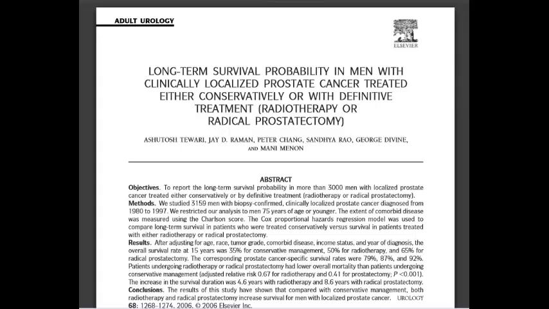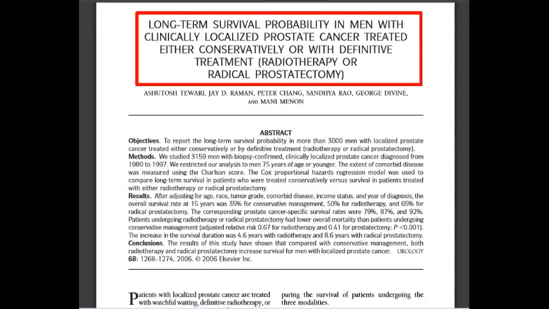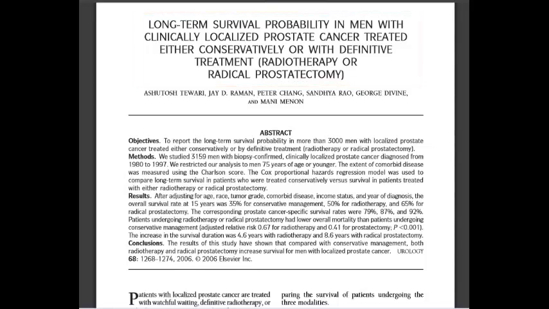A good place to start is the title and the abstract. The title of this article is Long-Term Survival Probability in Men with Clinically Localized Prostate Cancer Treated with Either Conservatively or Definitive Treatment, Radiotherapy or Radical Prostatectomy. This title already tells us that there's 3 treatment groups. The first, conservative, meaning active surveillance. The second, radiotherapy, and the third, radical prostatectomy.